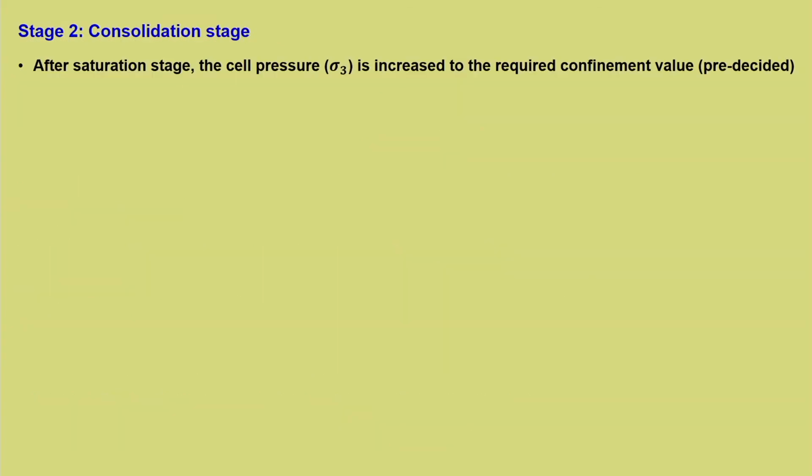Stage 2 is the consolidation stage. After the saturation stage, the cell pressure is increased to the required confinement value, which is already pre-decided by the person who is conducting the test. The drainage valve is opened for consolidation to happen. Now, none of this was relevant in the UU test. So, we will possibly understand why this test is taking a lot of time. Consolidation is also not an instant response, it takes time.